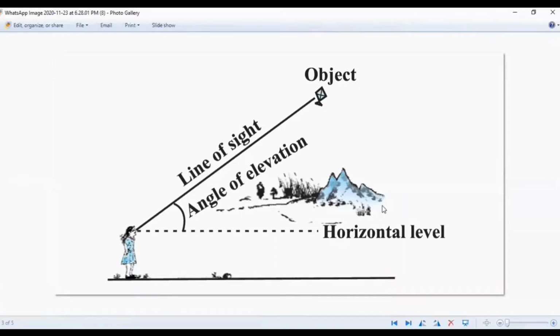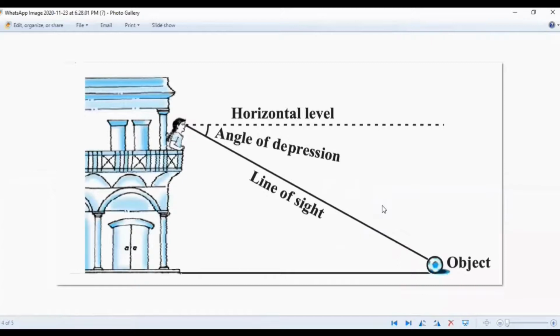One more term. This is a different picture. Suppose we are standing on top of a house or a building, and we are looking at some object on the ground. We are looking down. At that time, we won't call it an angle of elevation. At that time, we will call the angle formed between the horizontal level and the line of sight the angle of depression.